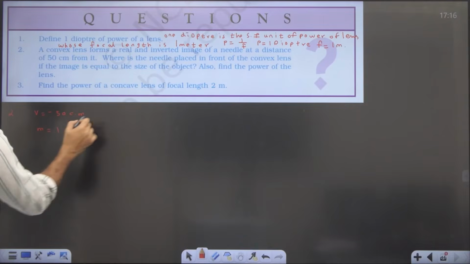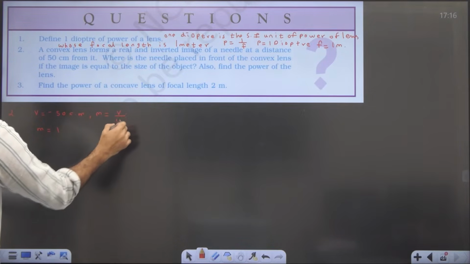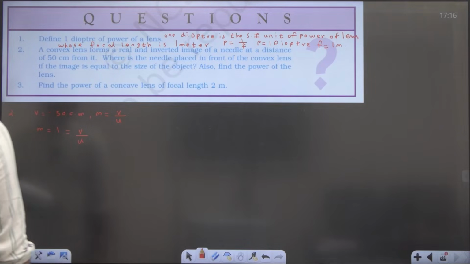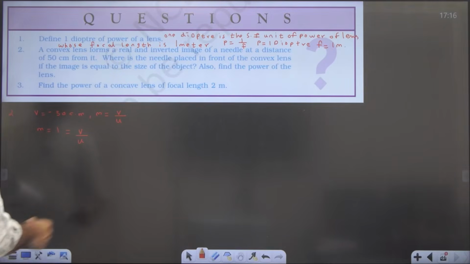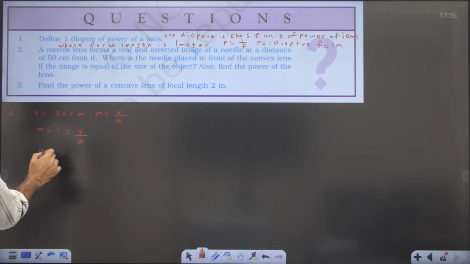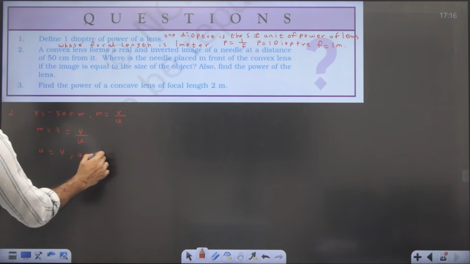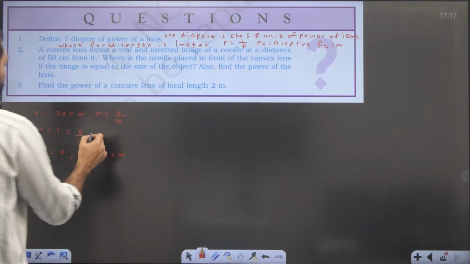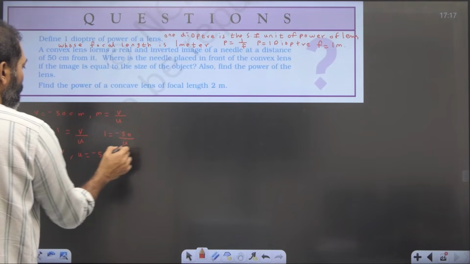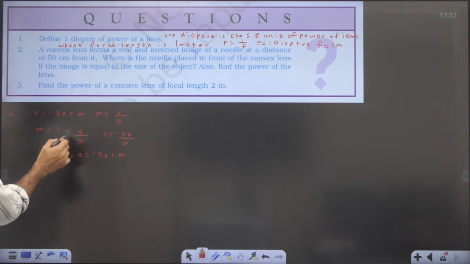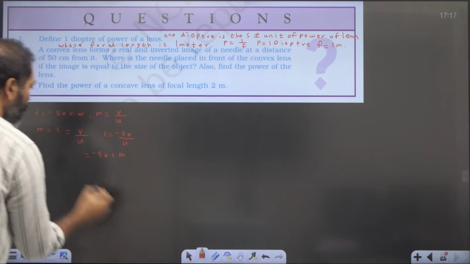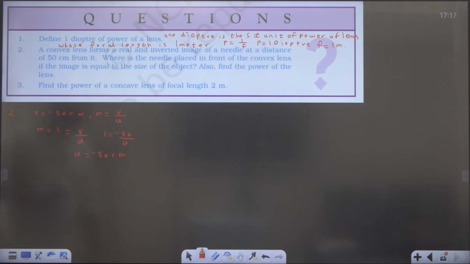So what is the magnification formula in lenses? V by U. So magnification equal to 1 is equal to V by U. That means U is equal to V. Cross multiply, U equal to V. Once you apply sign convention, U equal to minus 50. So that is the object distance.